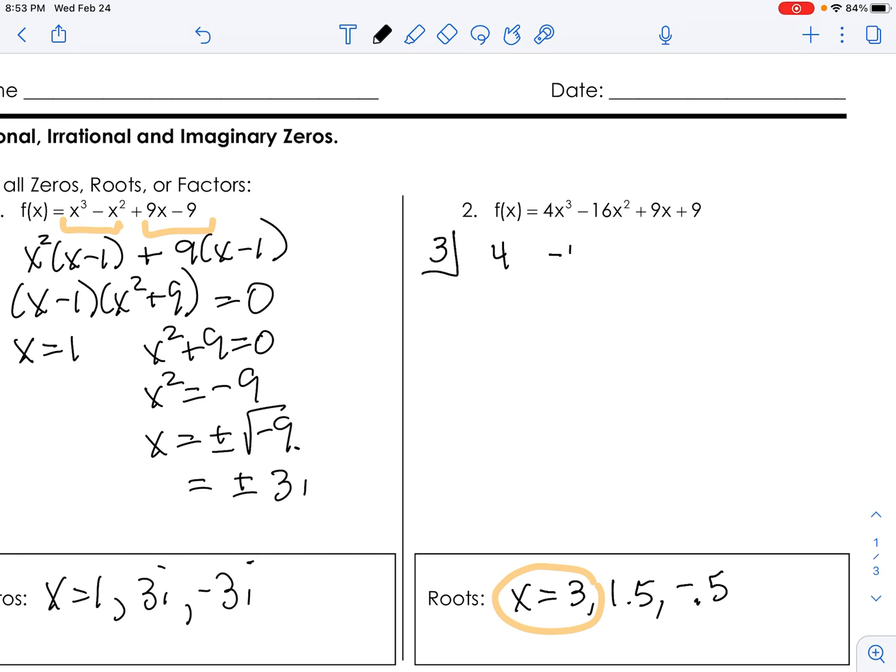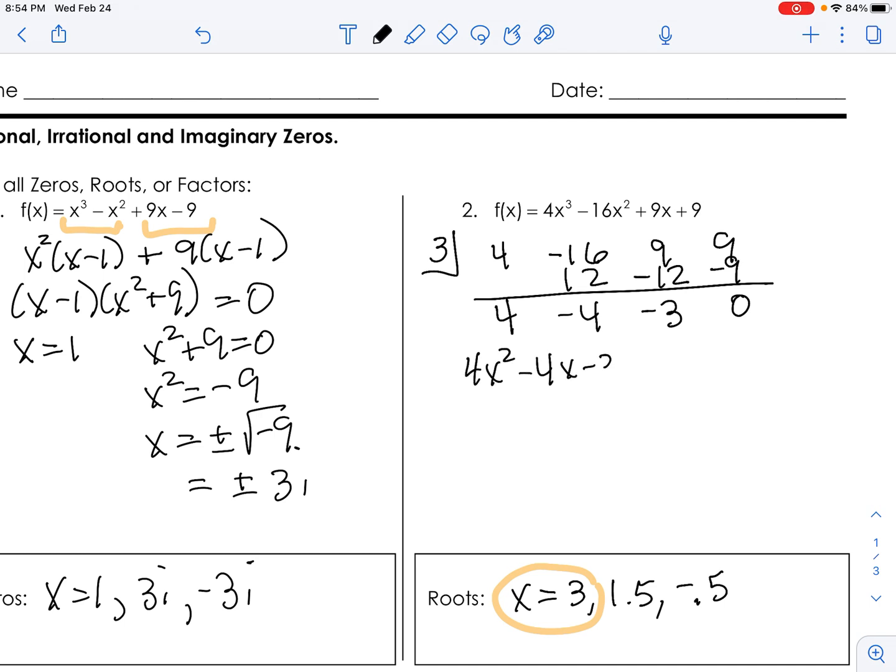So 3, 4, negative 16, 9, 9. 4, 12, negative 4, negative 12, negative 3, negative 9, 0. And of course, we ended up with a 0. 4x squared minus 4x minus 3 equals 0. So what would you have to do to show algebraically that these are the other two zeros? Well, you would have to factor that quadratic.